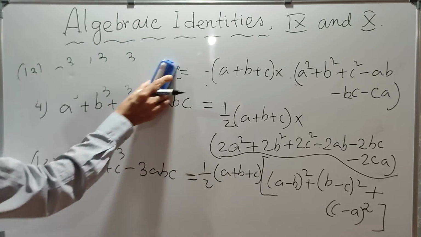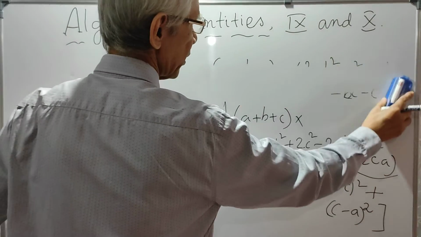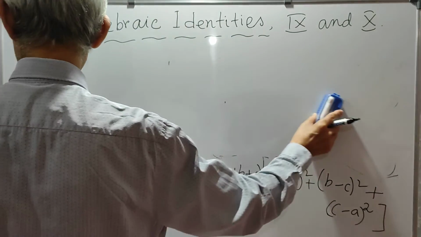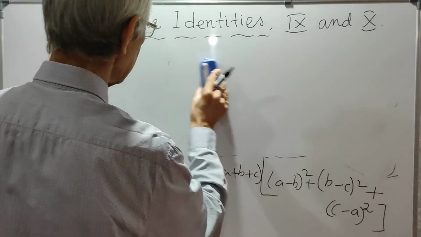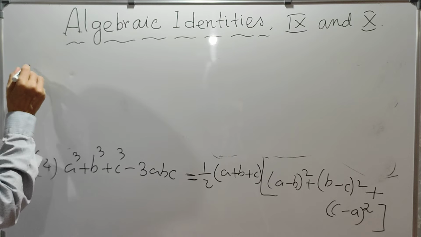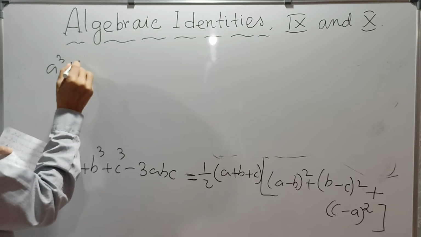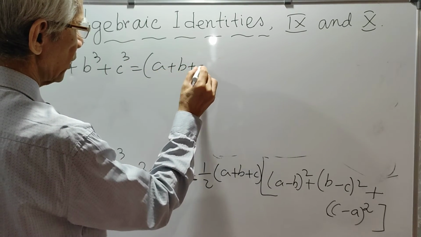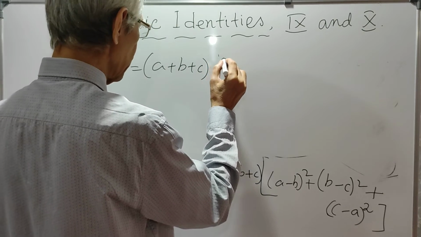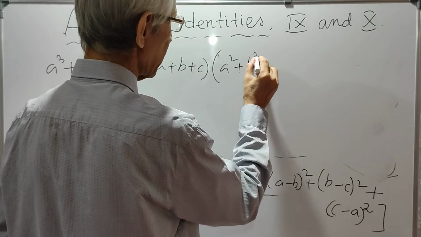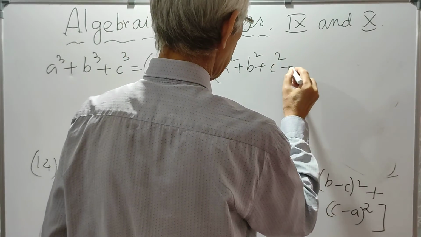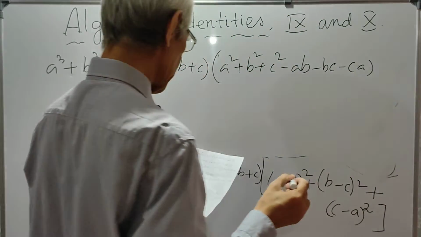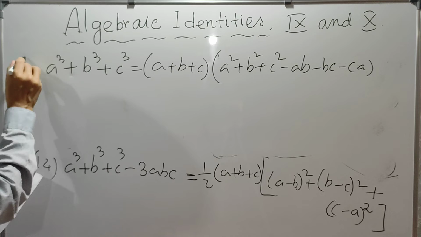And then we come to the last identity. Now the last identity follows from that 13th identity, or the 14th identity. So what was the 13th identity? A cube plus b cube plus c cube minus thrice abc is equal to a plus b plus c into a square plus b square plus c square minus ab minus bc minus ca. So this was the 13th identity.